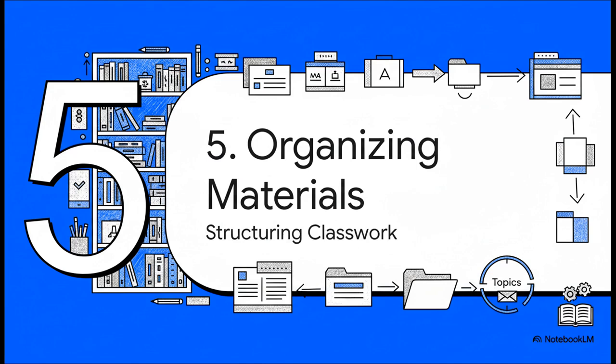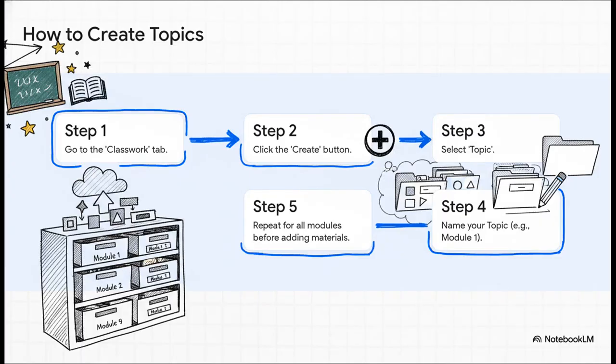Now that we know where everything goes, it's time to furnish the room. A great classroom isn't just about having the materials, it's about how you organize them. So we're going to structure that super important Classwork tab to make it dead simple for students to find what they need. The key tool here is topics. You make them by just clicking Create and then Topic. Now, here's a pro tip. Set up all of your topics, like Module 1, Module 2, and so on, before you start uploading a single file. It's like setting up your filing cabinet before you just start throwing papers in. It will save you so much time later on.